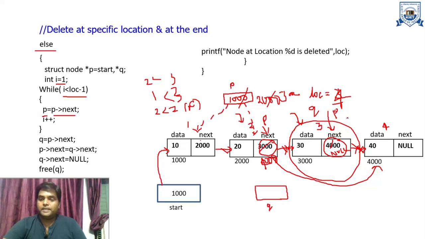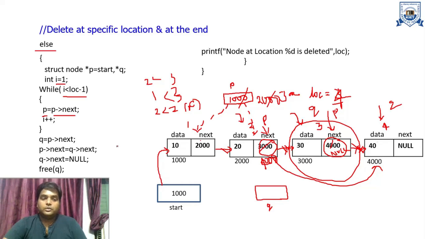Q is equal to P2 next. So P is currently pointing to this location. P is equal to 4000. P2 next is 4000. Now what is the value of Q? Q is equal to 4000. So Q is pointing to this memory location. Okay. So currently P is pointing to this memory location and Q is pointing to this memory location.